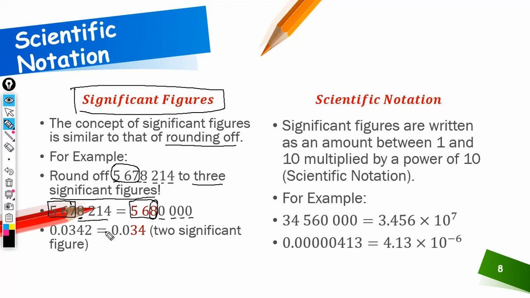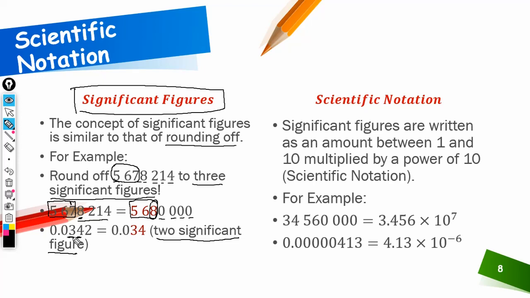Okay, now what about decimal numbers like this one? 0.0342. Okay, up to 2 significant figures. Jadi 2 significant figures mean 3 and 4. Okay, kita tidak hitung 0 ya. Significant figures itu mulai dari depan tapi selain 0, selain 0. So kita tidak hitung ini, langsung 3, 4.